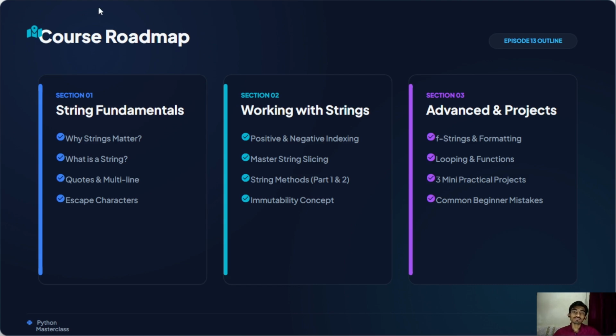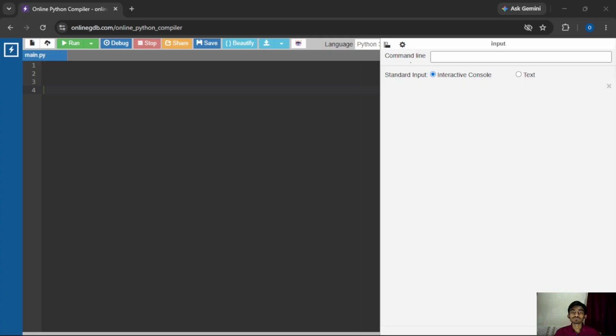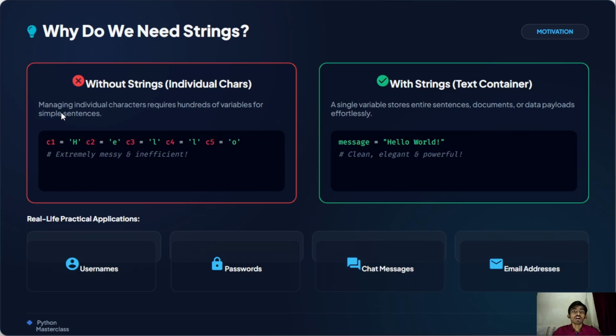Now, before we learn something new, it's always useful to understand why it exists. Imagine you want to store the word hello without a string. You would need something like this, where every character needs its own variable. Now imagine storing an entire paragraph, a 1,000 word article, or someone's address. Managing all that would be impossible.